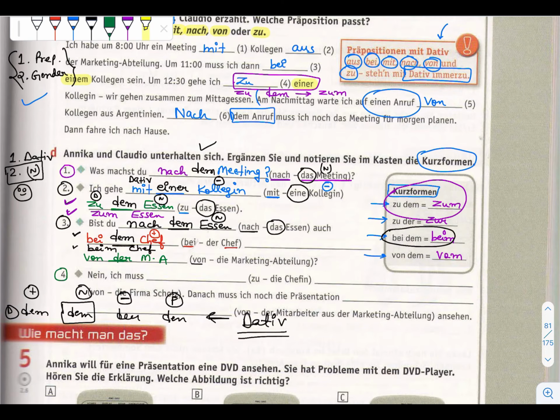Number four. Ich muss zu, and then here it is Chefin. Here it is Chef, this is masculine, and here it is IN, so this is feminine. Zu dash Chefin, and this is bestimmt, so dem, der. So zu der. Okay. And is it correct? Yes, but we can also write it zur. This form. Zu plus der. Till here it is done.